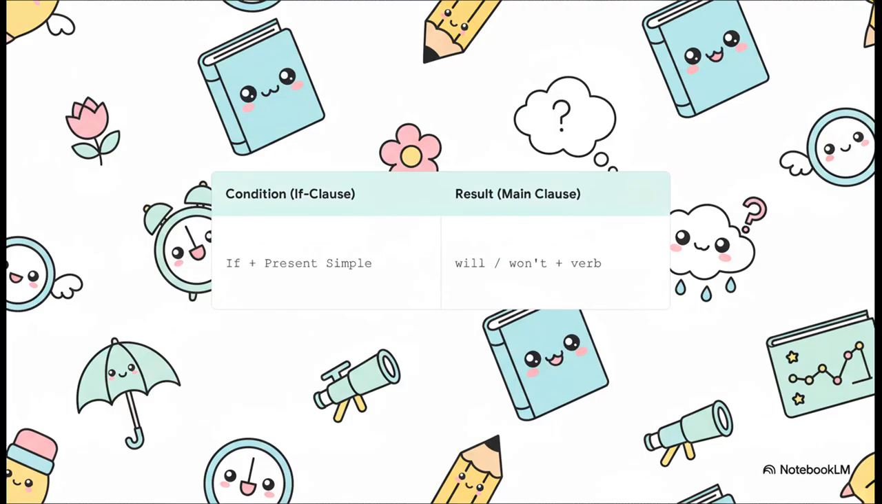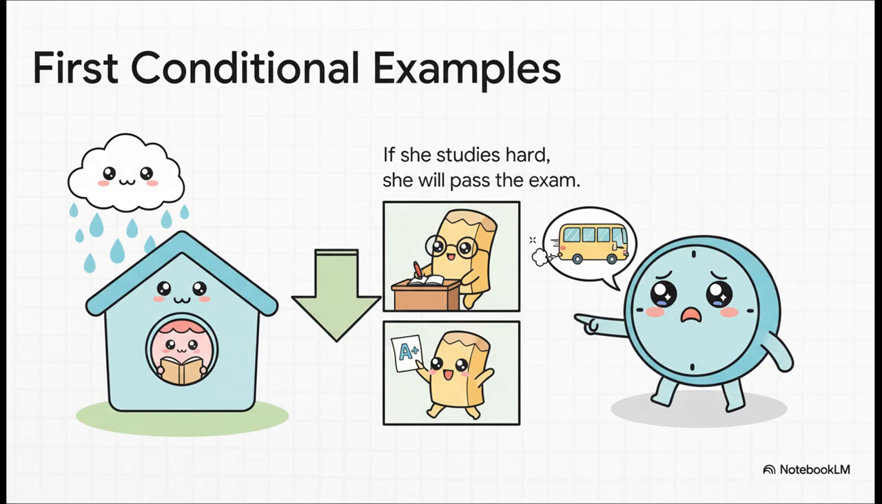Okay, now here's the big change in the structure. The if part still uses the present simple, just like in level 0. But look at the result. Now we use will or won't. That little word will is our signal that we're looking into the future. Let's look at these examples.